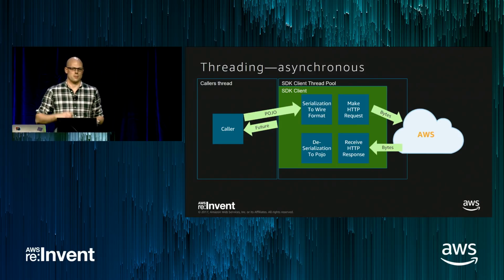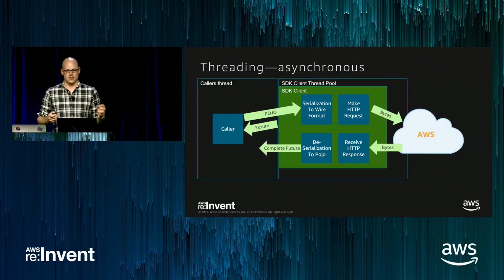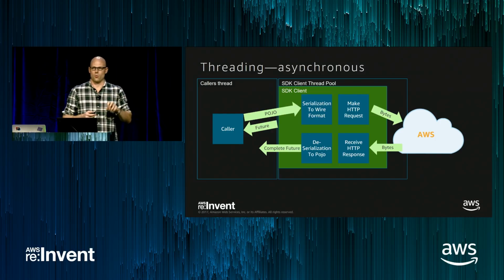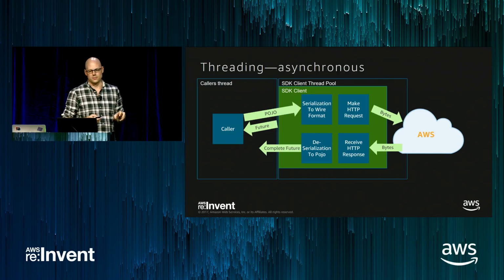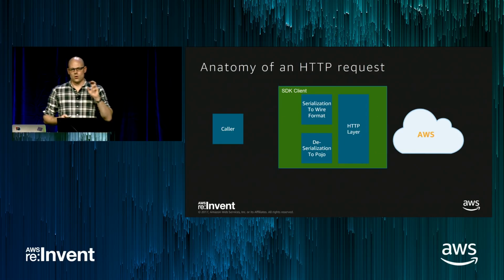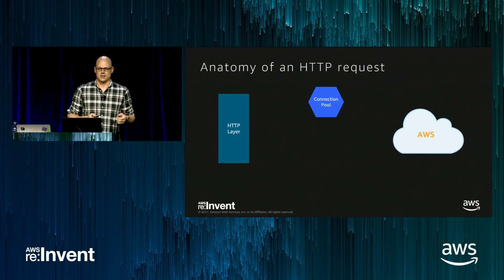So bytes are being streamed out, bytes are being streamed in, deserialization's happening, and then the future completes. All that stuff is still happening in one thread. It's just happening in a thread pool that the SDK manages on your behalf. So let's look at what happens in the HTTP layer that means this is kind of necessary.